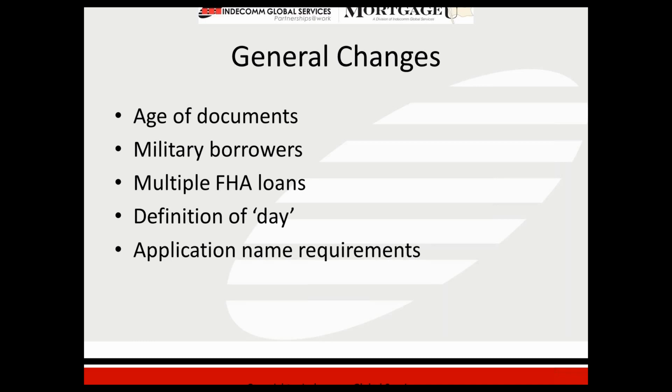So you've got a military borrower. So we're not talking about VA loans here. We're talking about an FHA loan, but you have an active duty borrower. You've got some additional legwork that would be needed for the file, additional documentation that was needed.